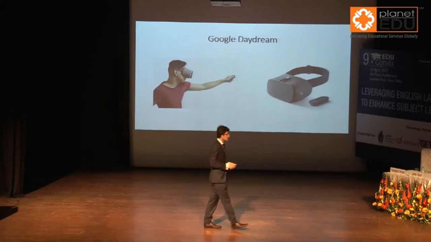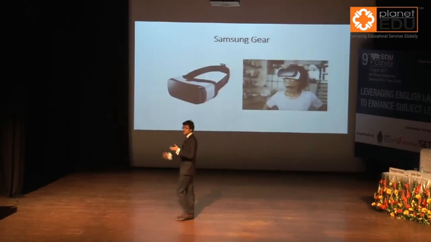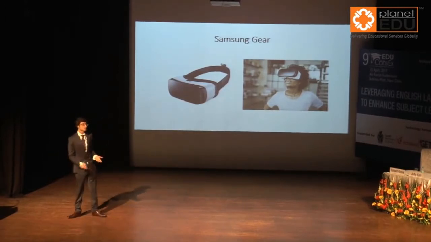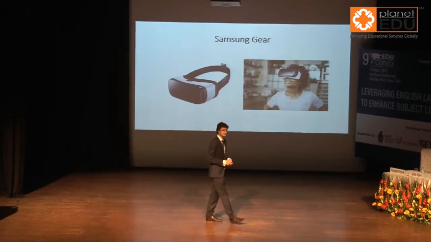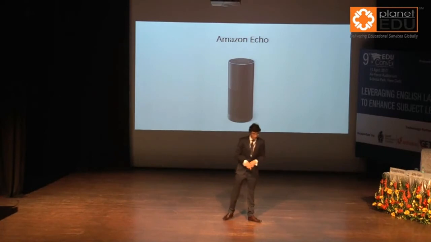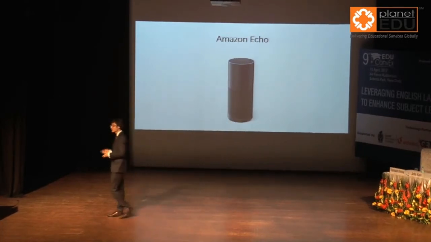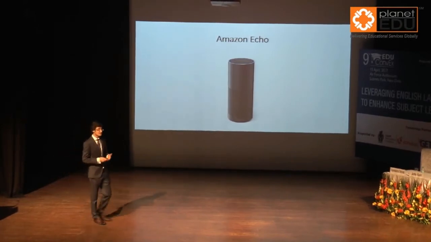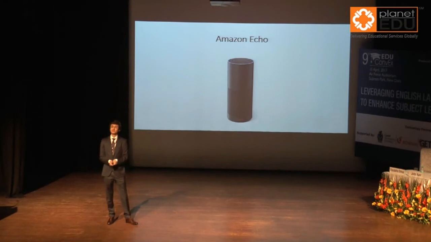And we've got the Google Daydream and the Samsung Gear, where you can visit a completely different city, for example, Prague, London, or Melbourne, by just sitting in that chair. And we've got Amazon Echo, which is an example of artificial intelligence, a digital assistant which basically helps you achieve whatever your goal might be.